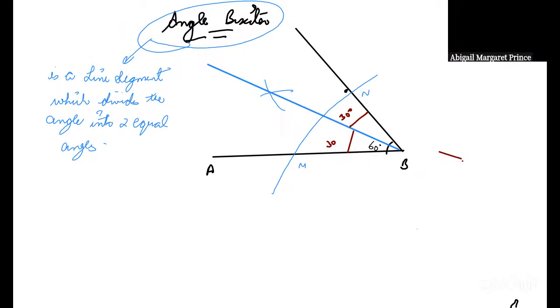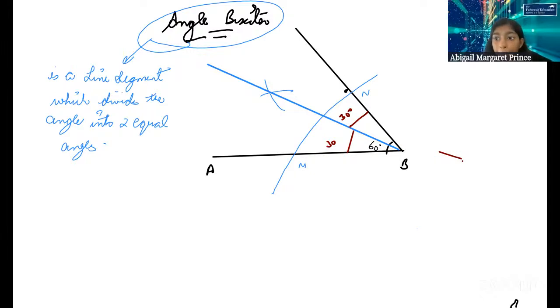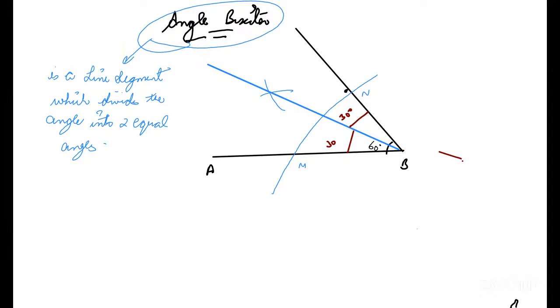Yeah, sir, it's 30 degrees. Perfect. This is how you make an angle bisector. Now we will learn how to make angles with the help of a compass.